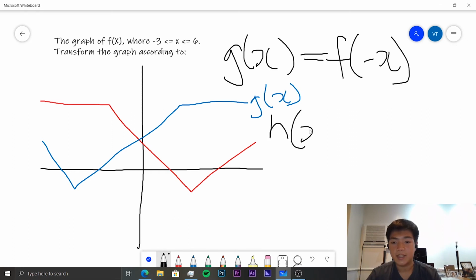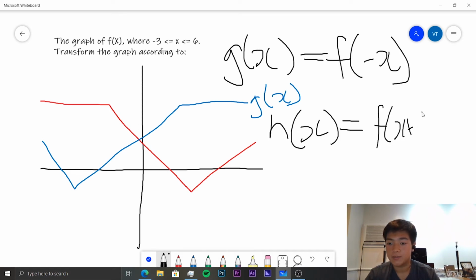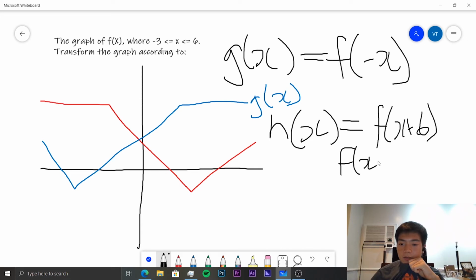Next we have h of x is equal to f of x plus 6. So what does this mean? We know that when we have f of x plus h, or actually it should be x minus h technically, we're shifting it h units right. Since it's x plus 6, it means h is equal to -6, and so we're actually shifting the original red graph 6 units left.